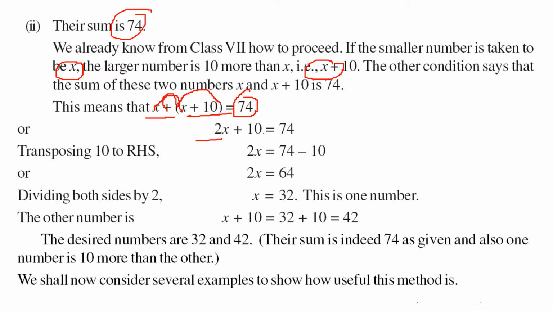x plus x is 2x, plus 10, is 74. Take 10 this side, this will be 74 minus 10, you get 64. Divide both sides by 2, you get x equal to 32. So basically, x is equal to 32 is your solution. And since you have taken x, you have to take x plus 10 also. So one is x, which is 32, the other is 32 plus 10, which is 42. If you add 32 and 42, you get the final result, and you can just verify that both the numbers are 10 apart, and also they add to 74.